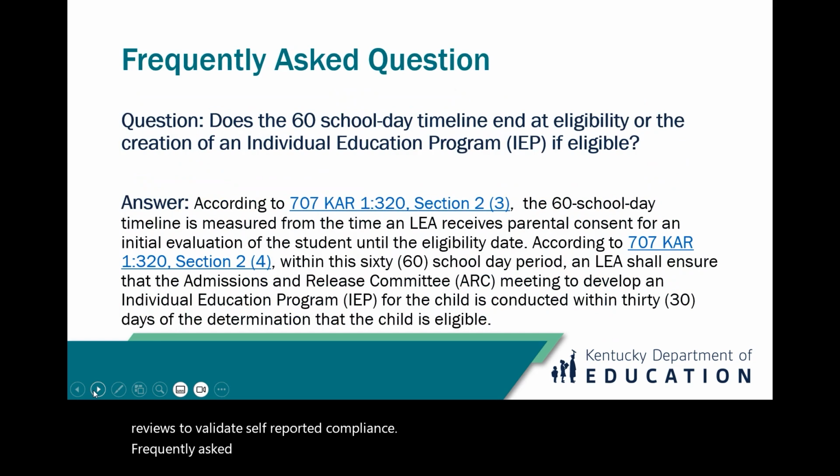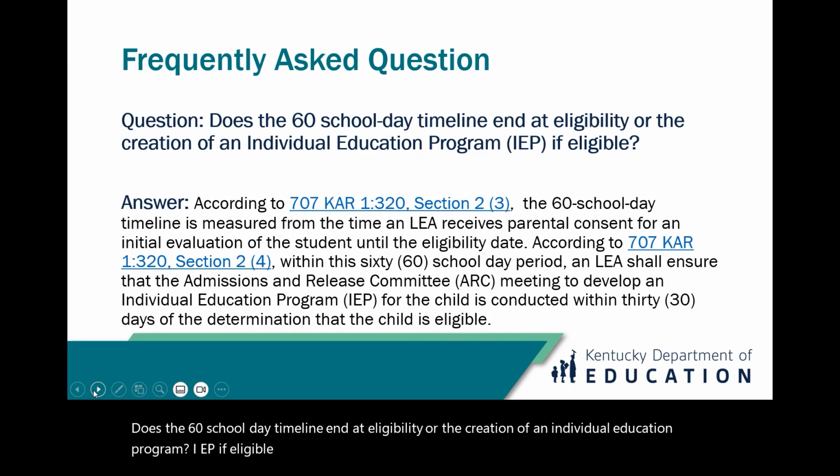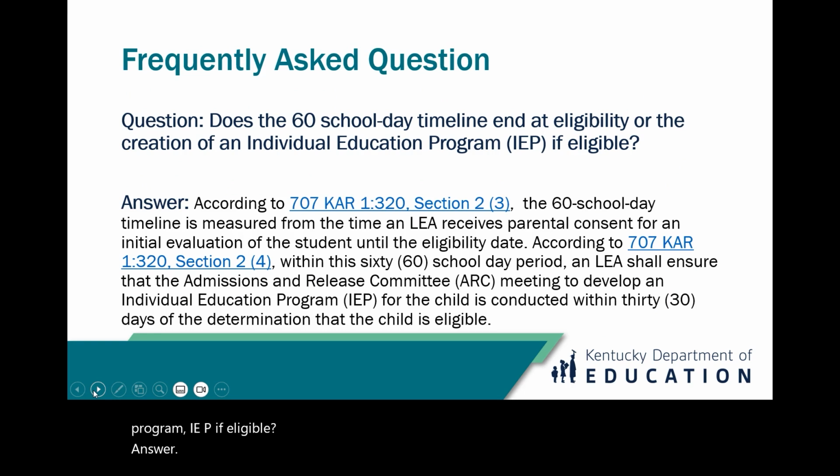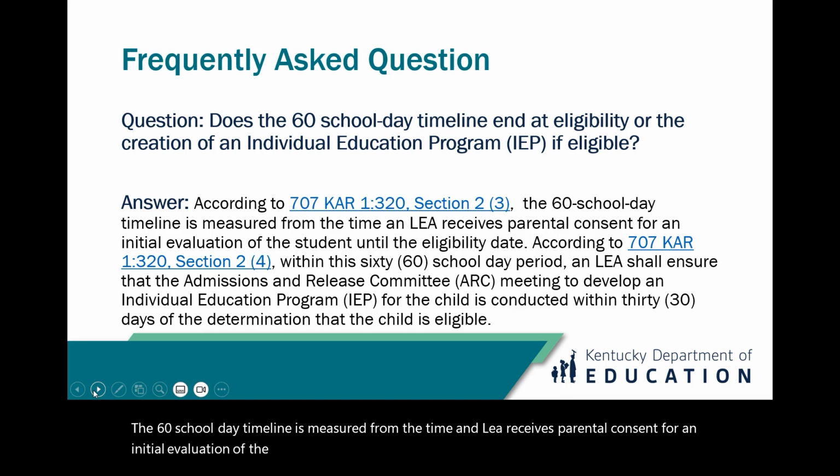Frequently asked question. Question: does the 60 school day timeline end at eligibility or the creation of an individual education program, IEP, if eligible? Answer: according to 707 KAR 1:320, Section 2-3, the 60 school day timeline is measured from the time an LEA receives parental consent for an initial evaluation of the student until the eligibility date.